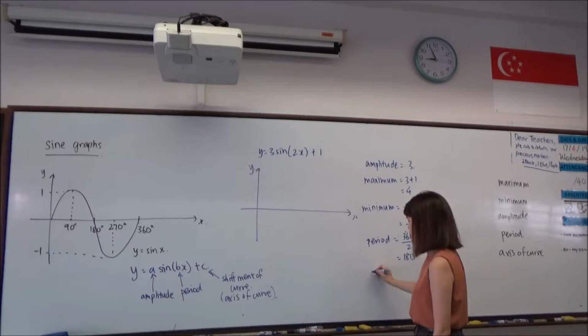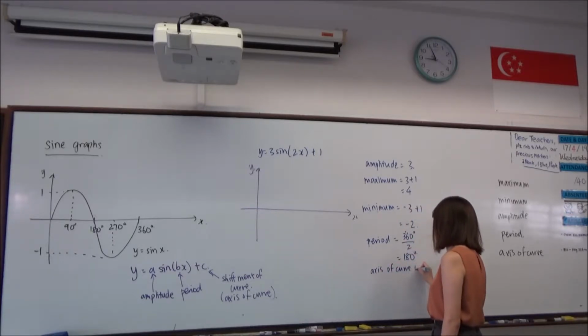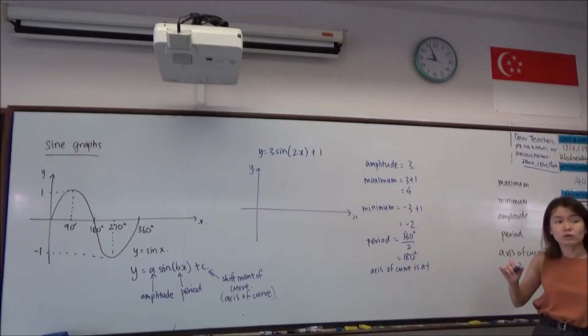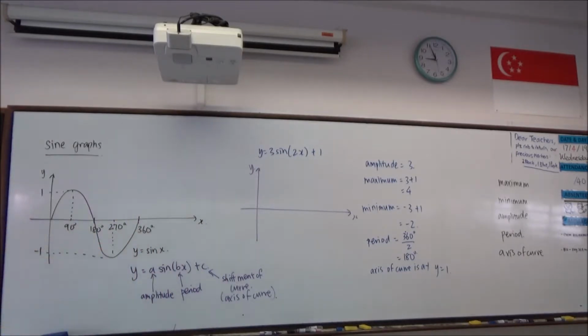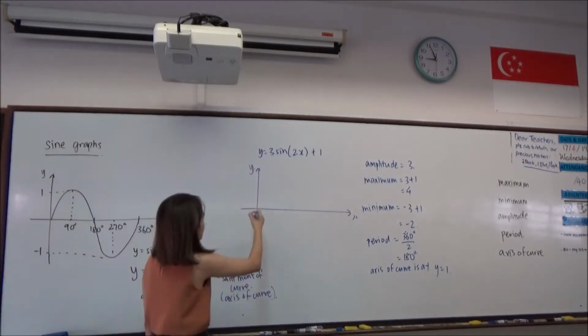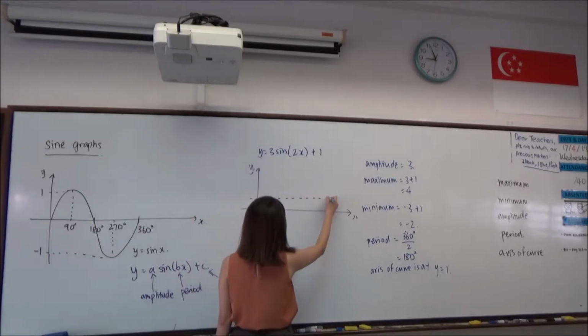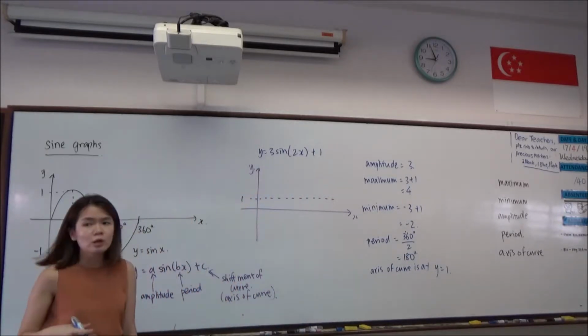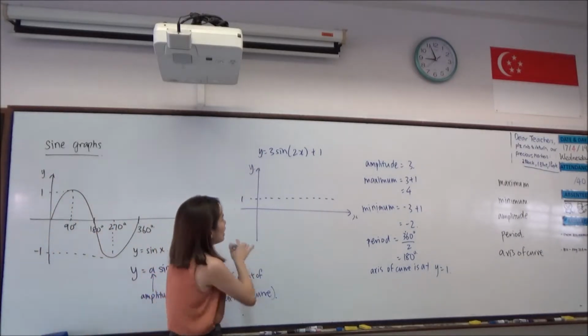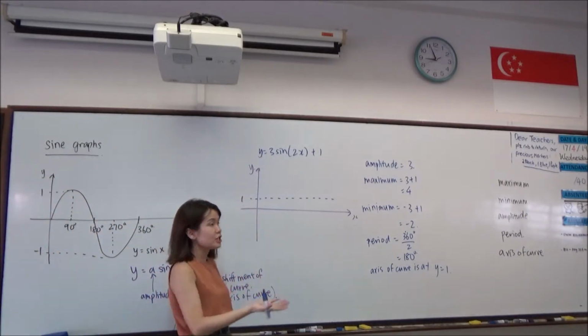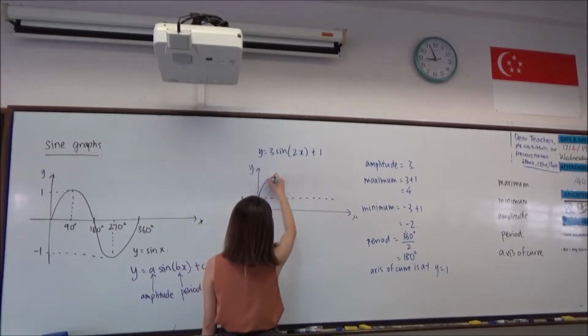And then lastly, your axis of curve at y equals 1. Okay, yes, the line y equals 1. Because originally your axis of curve is at y equals 0. So it shifts upward because of the plus 1. So it will be at y equals 1. Okay, so we always put in the axis of curve first so that everything later on can lay in place. Okay, the shape of the curve doesn't change since we're looking at sine graph.